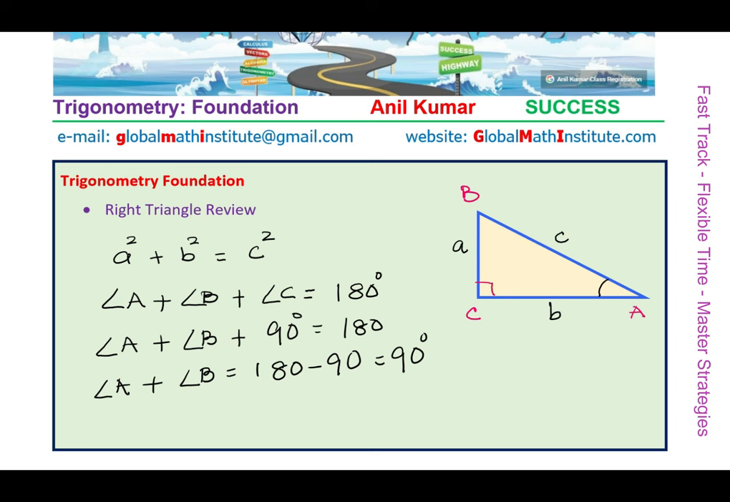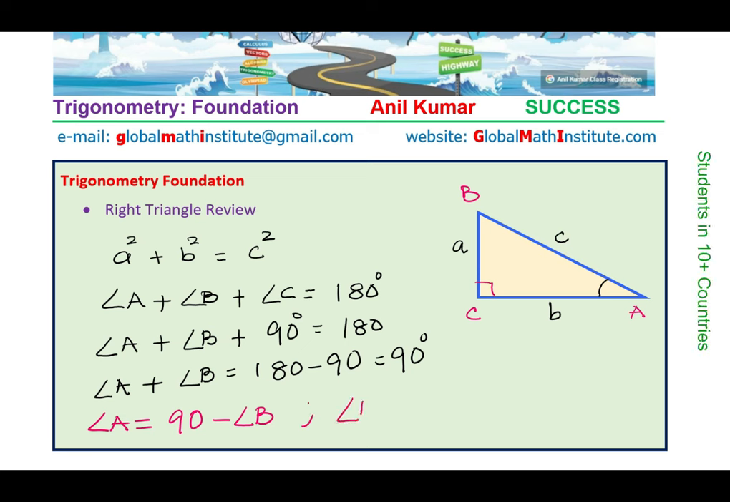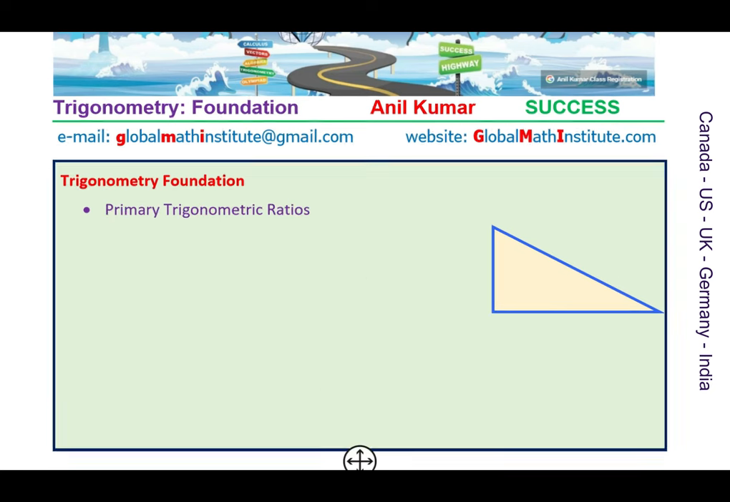We could always write angle A as equal to 90 minus angle B in any right angle triangle. We can also write that angle B is 90 minus angle A, right? So that is how the angles are related in a given right angle triangle. So we saw these six things, three vertices and three angles. How are they related? Now where does the trigonometry comes in? We'll discuss this trigonometry right now.